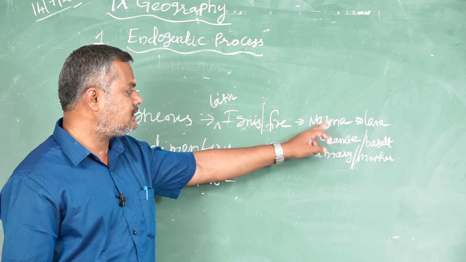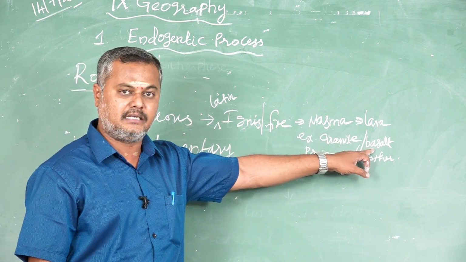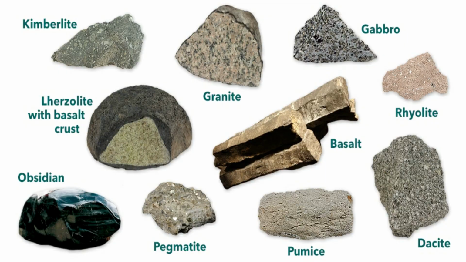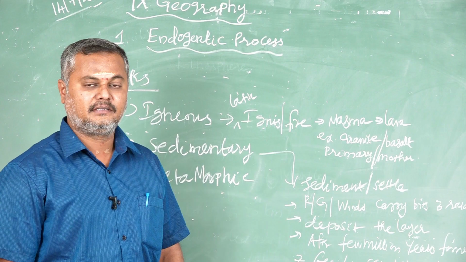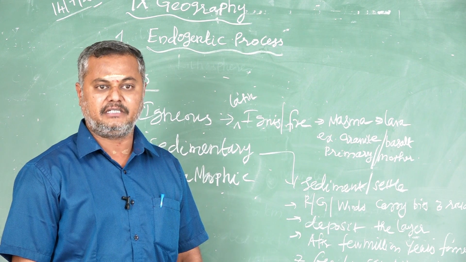Examples of igneous rocks are granite and basalt. It is called a primary rock, or mother rock, because all the other types of rocks are derived only from igneous rocks. Then the second type is sedimentary rock.